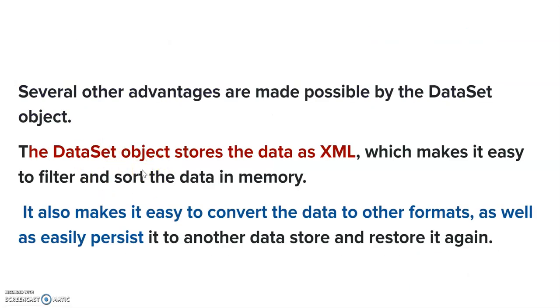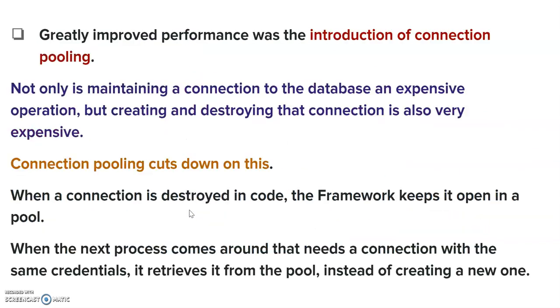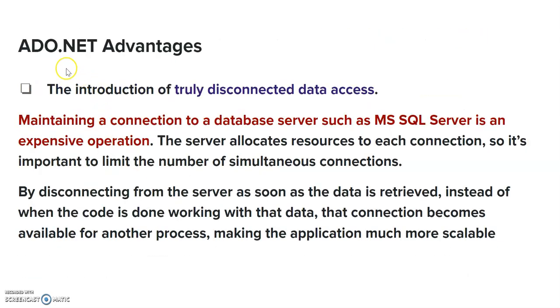Third, it can work with XML also. The data set object stores the data in XML. So it is very easy to filter and sort the data in memory. Because of the XML use, it is easy to filter that data and sort that data in memory. Also, it is very easy to convert data into different formats, and it can easily be persisted to another data store, and we can restore it again. These are some advantages of the data set object. Because of the data set and data adapter, these extra advantages are provided with ADO.NET.